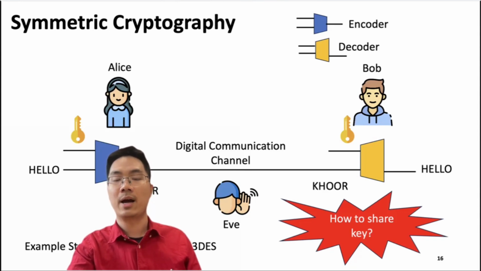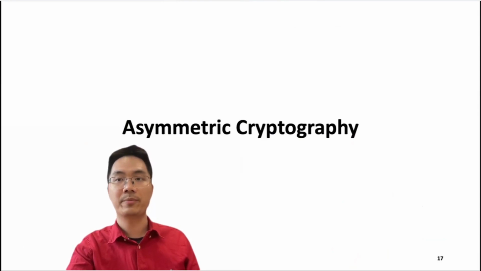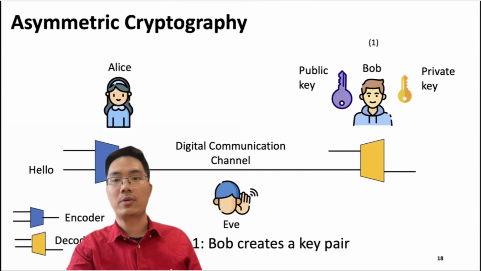But the problem is how to share the key in the beginning. That comes to asymmetrical cryptography. In asymmetrical cryptography, we need a pair of keys, which is a public key and a private key. In this scheme, Bob will create a pair of public key and private key. The special thing in this scheme is that to encrypt the data, Alice will use the public key, but only the person who holds the private key, Bob, can decrypt the data.